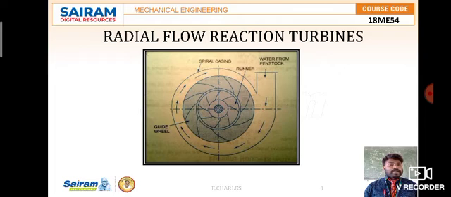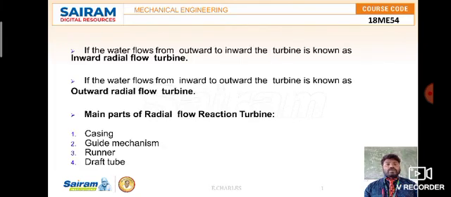The stator is nothing but a guide blade, or it acts as a nozzle, or it is also called a fixed blade. Okay, so after passing through the fixed blade, the water enters the moving blades, and these moving blades will rotate, so it will have a rotary motion. This moving blade will be mounted over the shaft. So this is the working principle of this radial flow reaction turbine. We can clearly see the different parts of this particular turbine in this image.